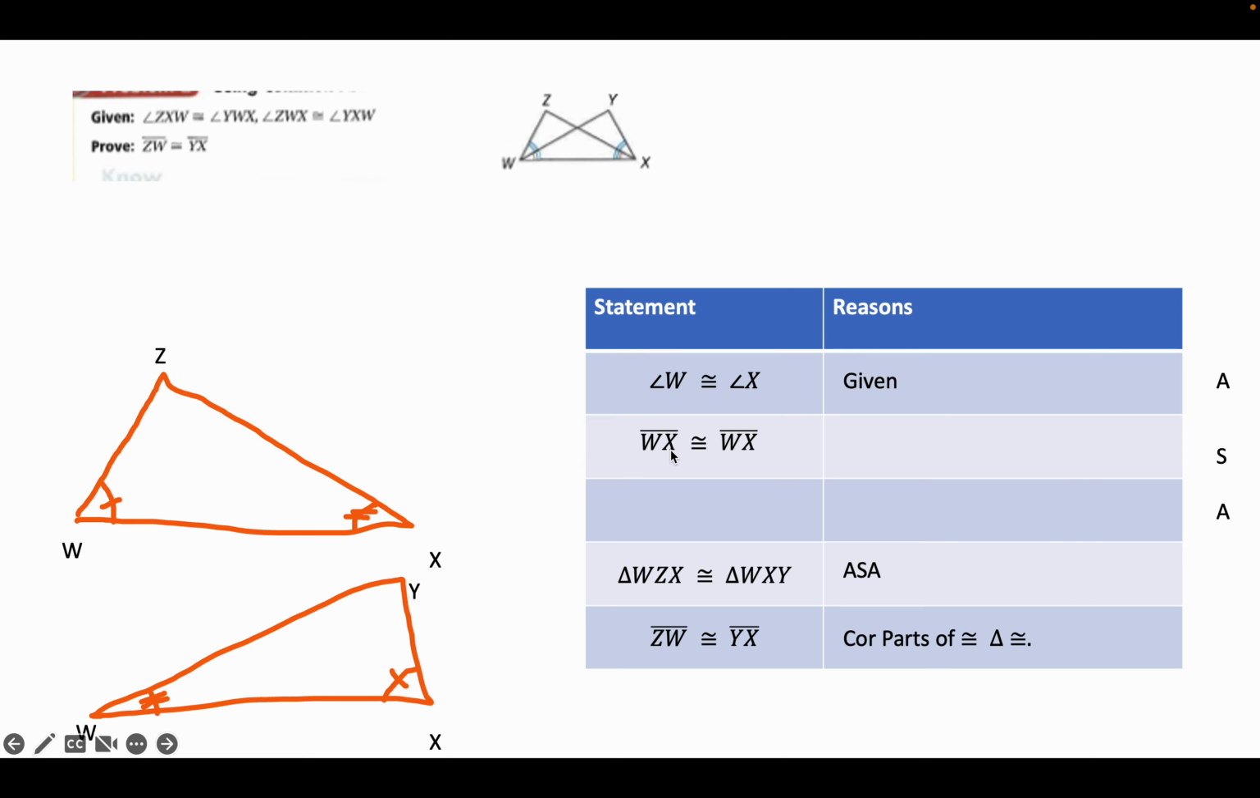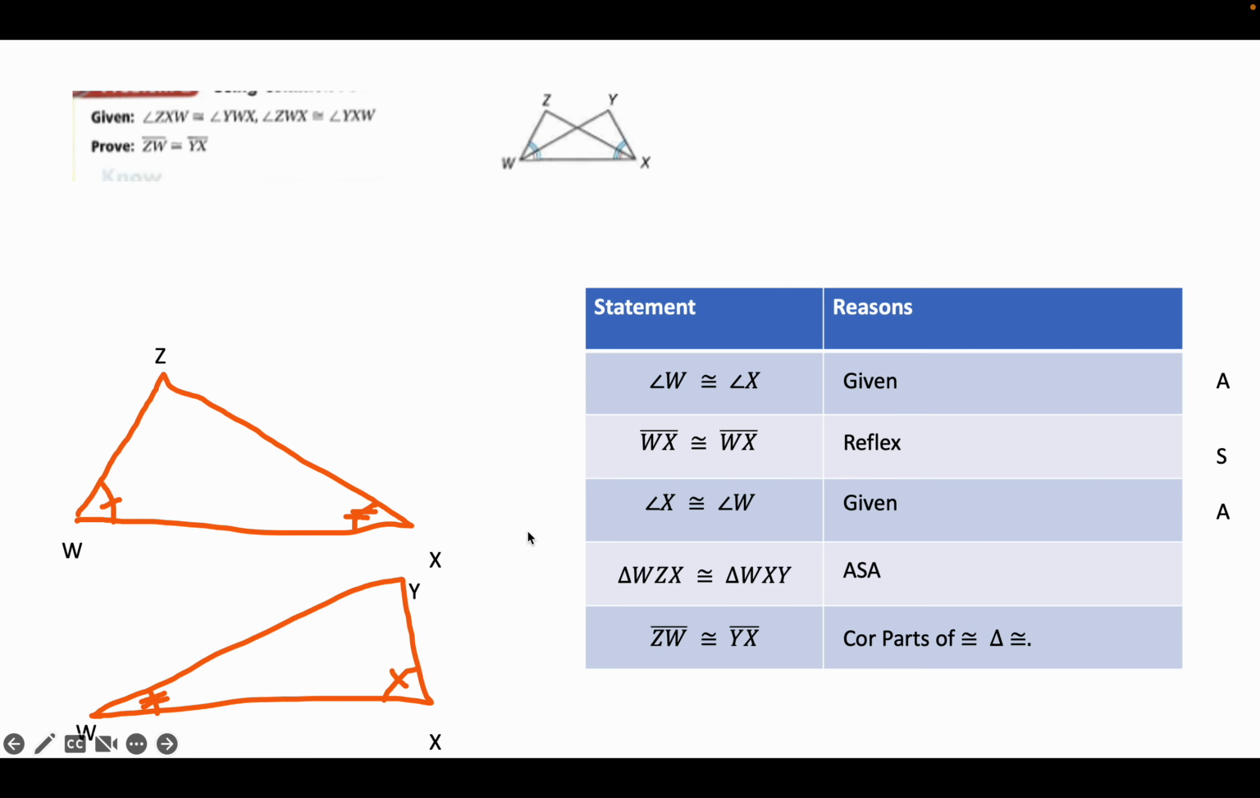I need a side, so WX is congruent to WX. It doesn't say that in the words, it doesn't say that in the picture, but I can say that it is congruent to itself by the reflexive property of congruence. All right, then I'm going to do the last angle. Angle X over here is congruent to angle W over here, and that is given. It's given in the picture, it's given in the words. All right, there we go.